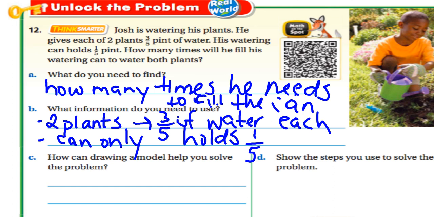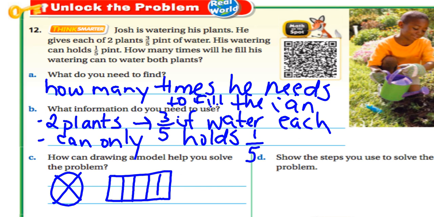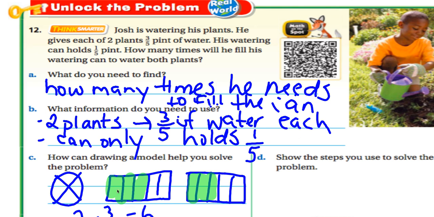How can a drawn model help you to solve this? You could show the 3/5 two times. I'm going to use a rectangular model. 1, 2, 3, 4, 5. 1, 2, 3, 4, 5. So we have the 2 plants here, and each plant gets 3/5. Now we know that is 6/5. So 2 times 3/5 equals 6/5. That would be my step 1.